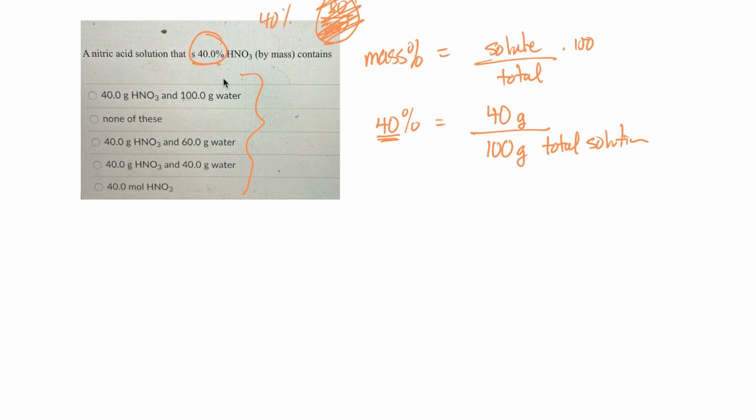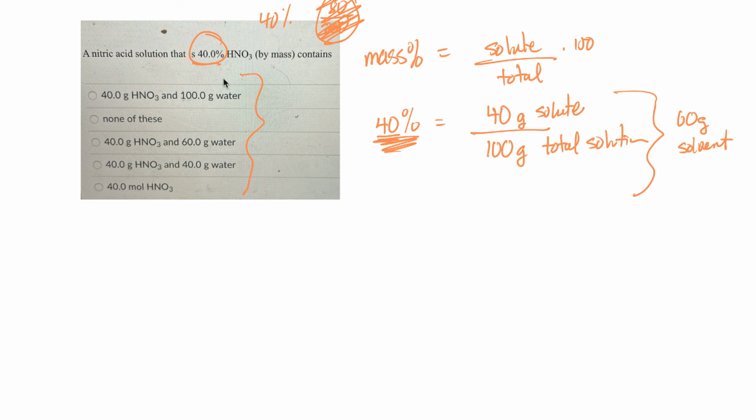Okay, so now that's total solution. Involved with that too, I don't know if they need that, but if this is 40 grams of solute and 100 grams of total solution, it means if you take the difference there, you'd have to have 60 grams of solvent. So if you have 60 grams of water and 40 grams of nitric acid, put them together, that's going to give you your 40% solution.